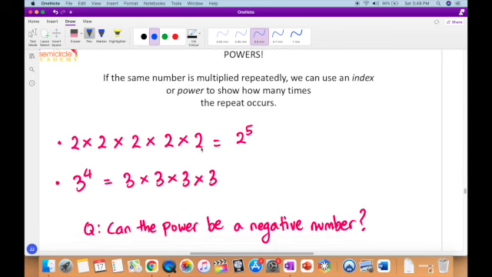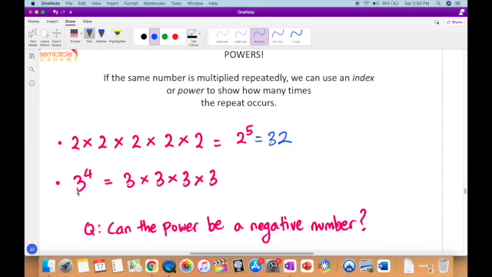Right, so powers. If the same number is multiplied repeatedly, we could use an index or a power to show how many times the repeat occurs. So, if I have 2 times 2 times 2 times 2 times 2, that is 2 five times. It wouldn't be 2 times 5, no. 2 times 5 is something different. 2 times 5 is 10. But 2 times 2 is 4, 2s are 8, 2s are 16, 2s are 32. Right? So this will be 2 to the power of 5, which is 32.